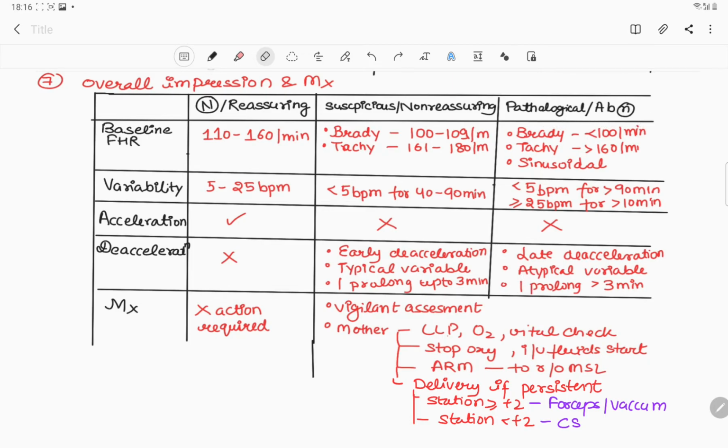Pathological or abnormal CTG is said when bradycardia of less than 100 beats per minute and tachycardia of more than 160 beats per minute is there, or a sinusoidal wave or sine wave pattern is there, and when there is less than 5 beats per minute variability for more than 90 minutes with no acceleration. There can be late deceleration, atypical variable deceleration, or one prolonged deceleration of more than 3 minutes.